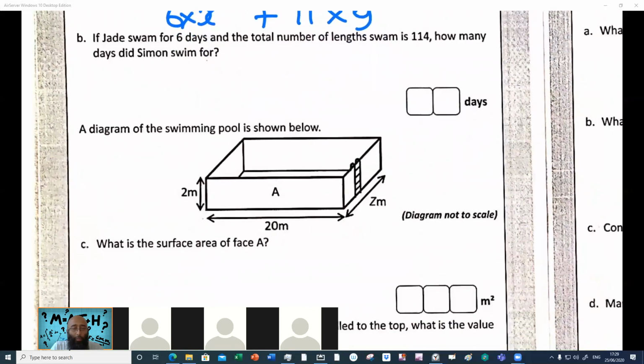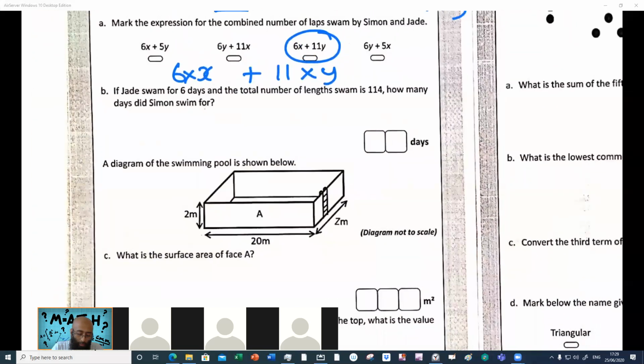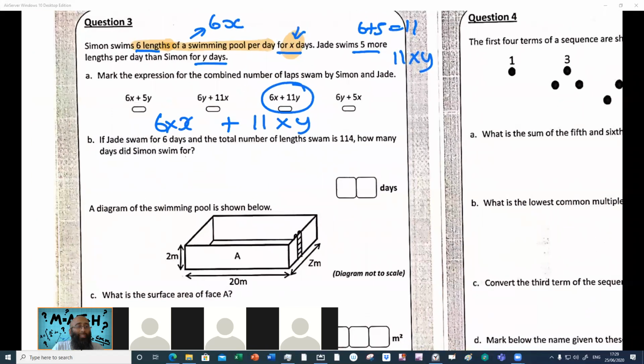Okay, read the next question, please, Musa. If Jade swam for 6 days and the total number of lengths swam is 114, how many days did Simon swim for? Okay, let's have a look. If Jade swam for 6 days, so which one is Jade? Is Jade the first or second one? The second one. Yeah, the second one. So Jade swam for 6 days, and the total number of lengths swam is 114. How many days did Simon swim for?